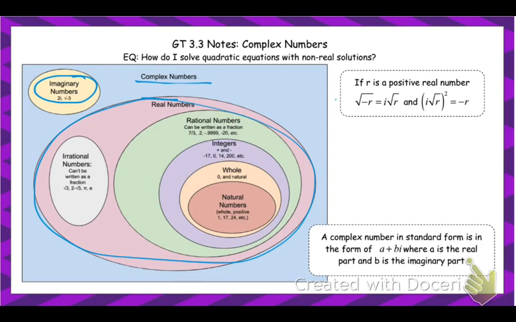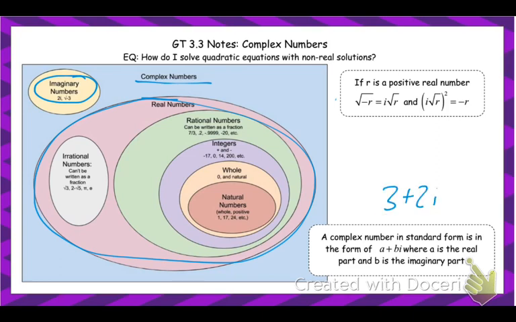So when we talk about complex numbers, standard form for a complex number is in the form of a plus bi. So that's why both imaginary and real kind of fall into this category of complex numbers, because what you can do is you can write something like, you're going to see things come out as 3 plus 2i.